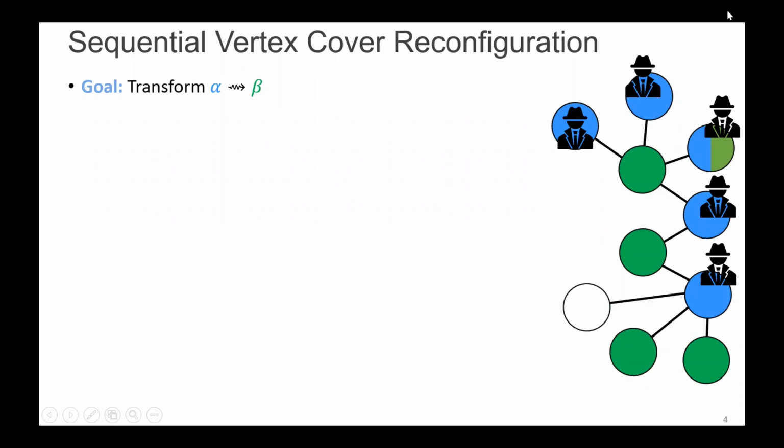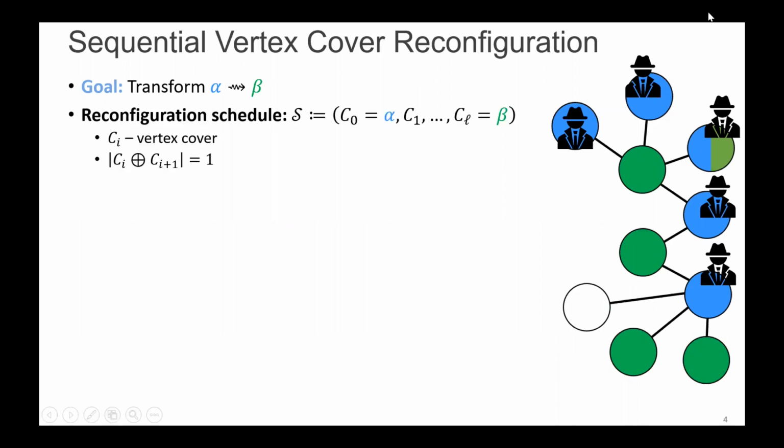So the problem that we've just seen is formally known as the vertex cover reconfiguration problem. Here you're given an initial vertex cover, denoted as alpha, the blue vertices, and the final vertex cover denoted as beta, the green vertices. Then the goal is to compute a reconfiguration schedule. That is a sequence of vertex covers, where the first vertex cover is alpha and the last vertex cover is beta. And two consecutive vertex covers are only allowed to differ by a single vertex.